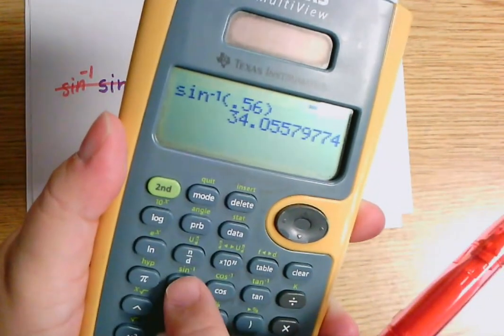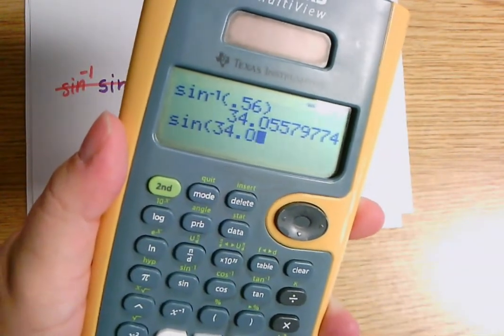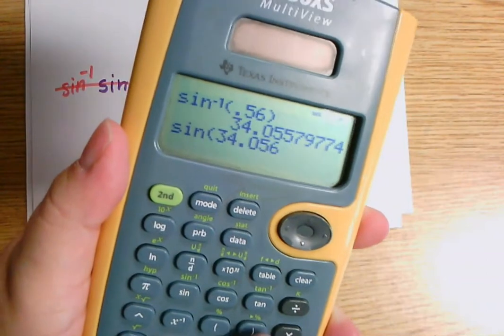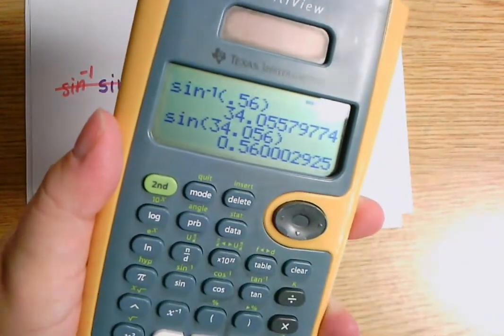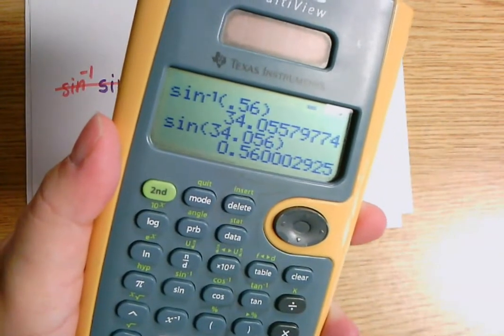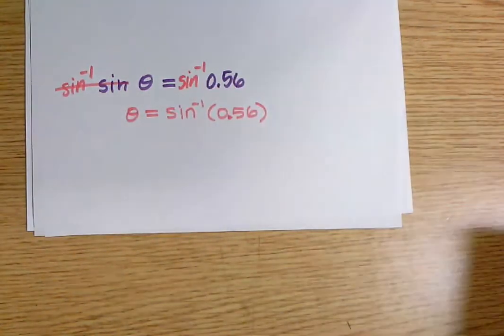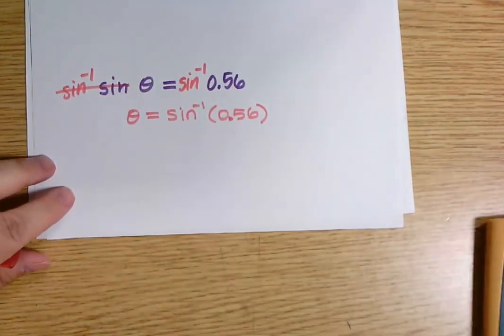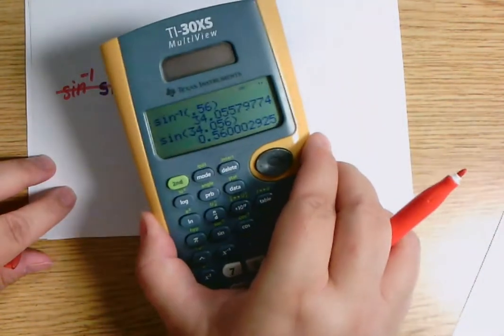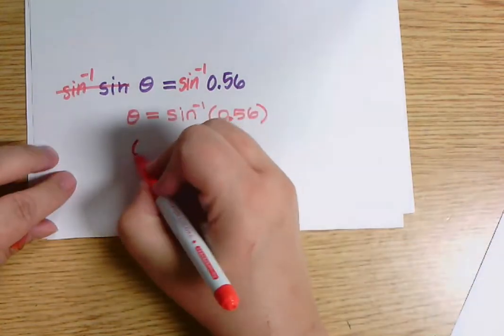And I could work it out going forward and show that. So let's say 34.056 to make it a little more accurate. And I get 0.56. So it's like we're undoing the sine. It's like you give me the sine of the angle, and I can figure out which angle gave you that sine. So we got 34. And very often when we're finding angles, we go to the nearest degree. So I'm just going to say that's 34 degrees.